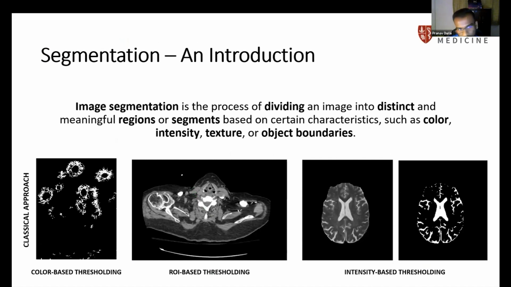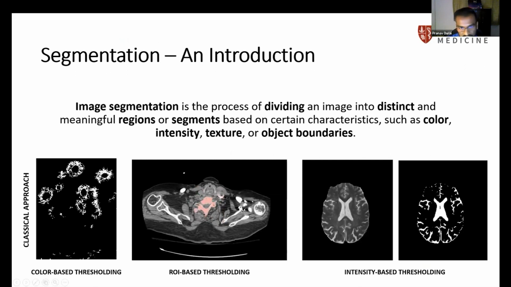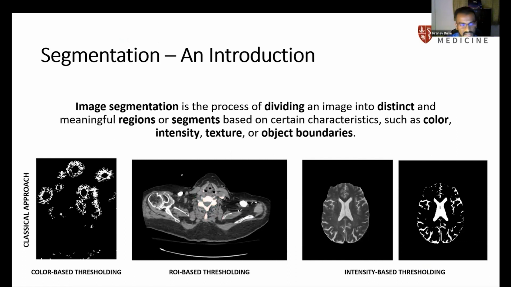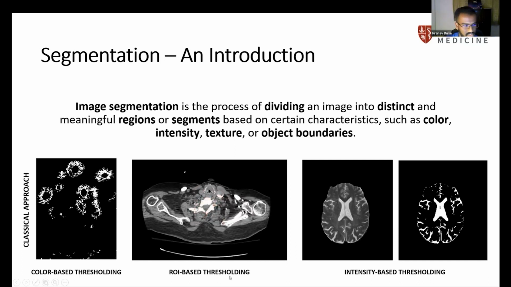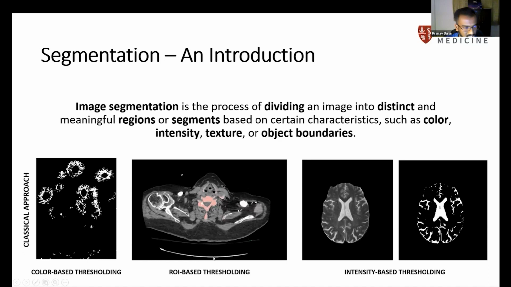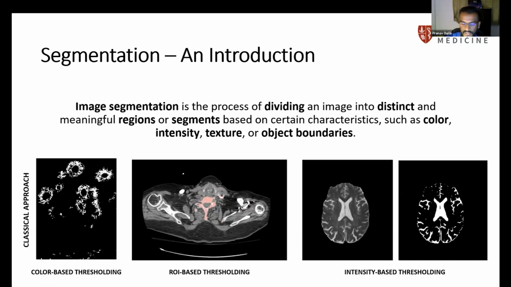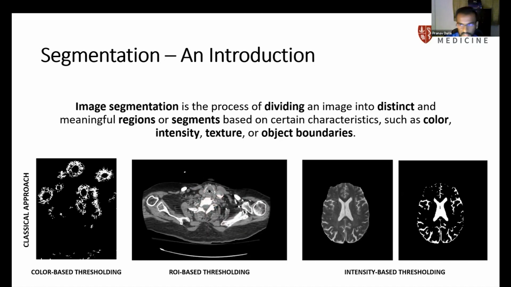Image segmentation is the process of dividing an image into distinct and meaningful regions based on certain characteristics such as color, intensity, texture, or object boundaries. Over here on the screen, we can see the classical approaches that people have been following for segmentation all of these years. You have color-based thresholding on the left, region of interest-based thresholding over here, which is pretty similar to what Dr. Horatio showed in his previous lecture, and also intensity-based thresholding, thresholding based on some specific parameters.